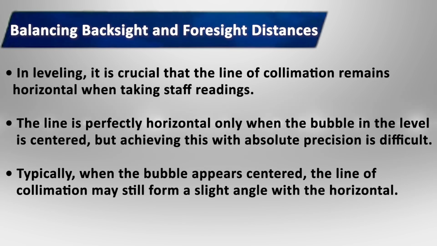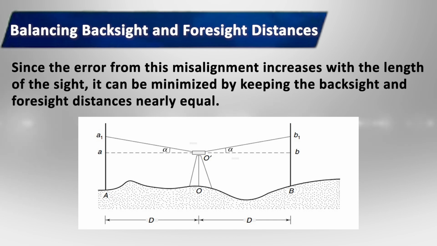Next topic we will be dealing with is how to balance backside and foreside distances. In leveling, it is very crucial that the line of collimation remains horizontal when taking staff readings. The line is perfectly horizontal when the bubble in the level is centered, but achieving this with absolute precision is difficult. Typically, when the bubble appears centered, the line of collimation may still form a slight angle with the horizontal. Since the error from the misalignment increases with the length of the sight, it can be minimized by keeping the backside and foreside distances nearly equal.